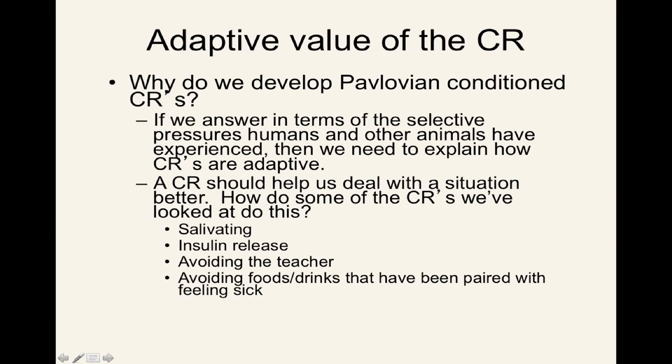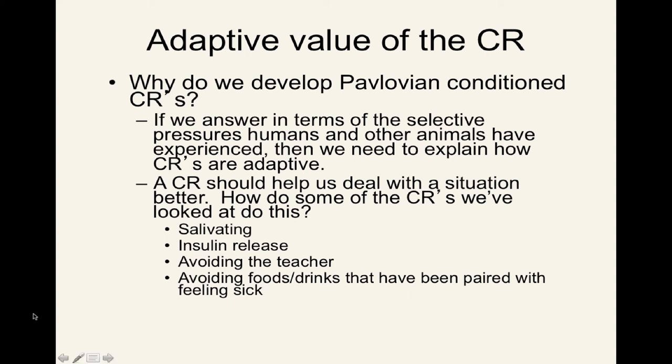And so we've learned that there's an adaptive value of classical conditioning. If we ask why we develop Pavlovian conditioned responses, we can answer in terms of the selective pressures that humans and other animals have experienced. So basically it's about enhancing survival and reproduction, right? Then we just need to explain in what way conditioned responses are adaptive. How do they help provide improved survival and reproduction? If we think about it, a conditioned response should help us deal with the situation better. How do some of the CRs that we've looked at do this?